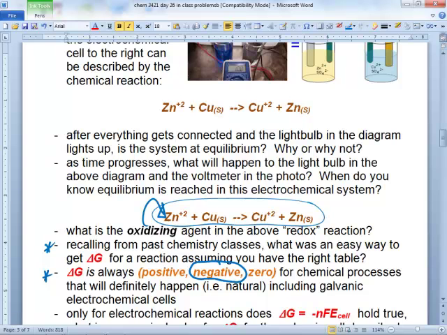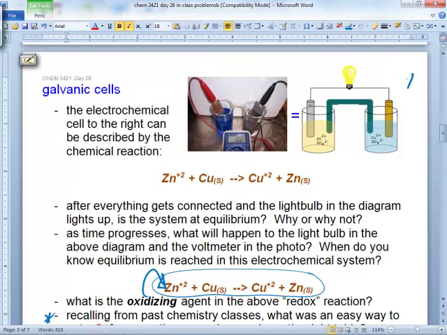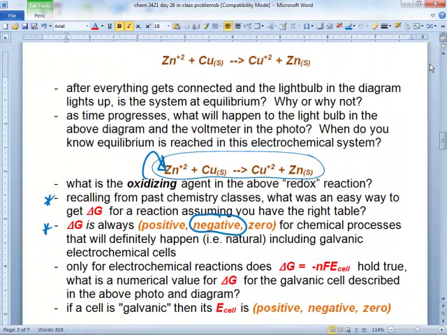So that includes galvanic cells. You just hook this stuff up and automatically that light lights up. You can't stop it from happening. It's a natural thing. So that means delta G for that reaction has to be negative. Yeah, it's natural. Okay.